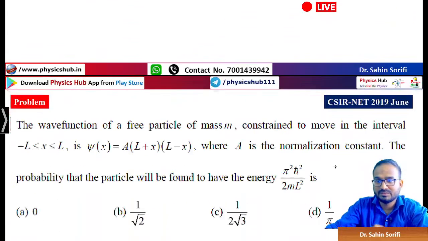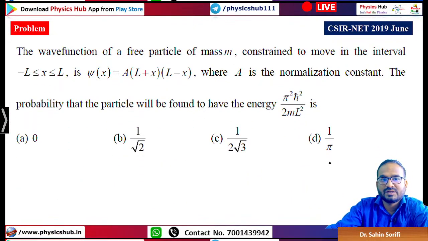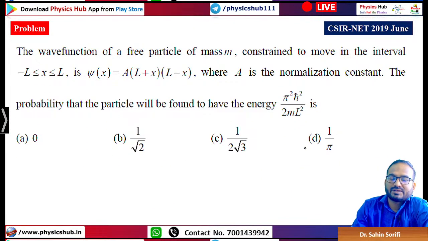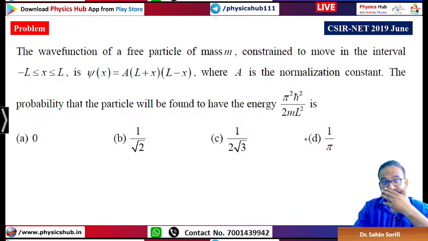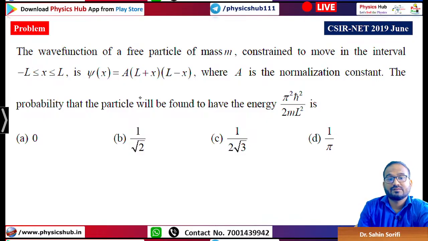Okay, let's do another problem. This came in June 2019. The wave function of a free particle of mass m constrained to move in the interval minus L to L is psi of x. You see, this is non-normalized. A is a normalization constant. The probability the particle will be found to have the energy pi square h cut square by twice m L square. So very good question.